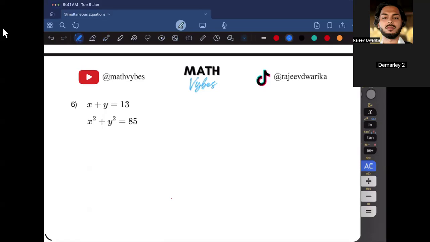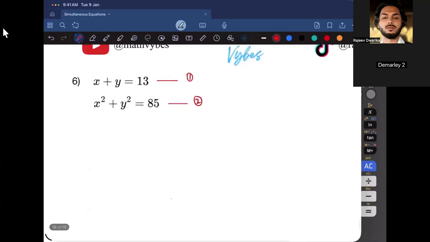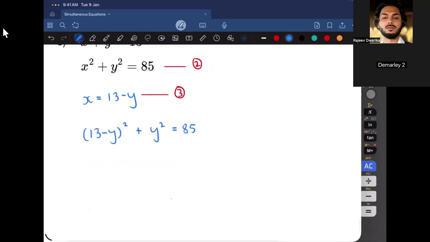Obviously we know how this goes. We just make equation 3 from the first equation, the simplest thing you could do. We want to make x the subject of the formula, so x is equal to 13 minus y. And I'm going to plug that into equation 2. So that's going to be 13 minus y, all squared, plus y squared equals 85.